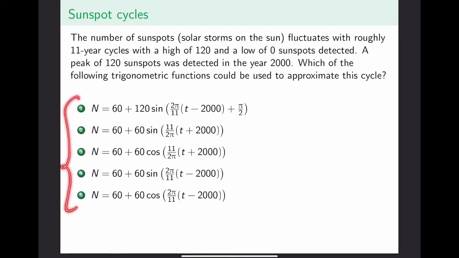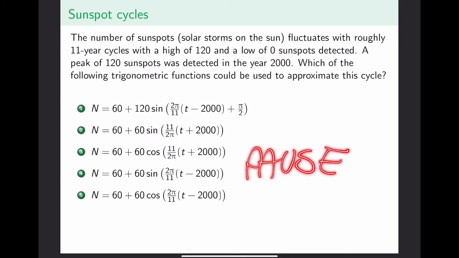Here are the 5 different options for such a function. And once again, I encourage you to pause the video here and try to figure out which of these functions actually matches the description in the problem.